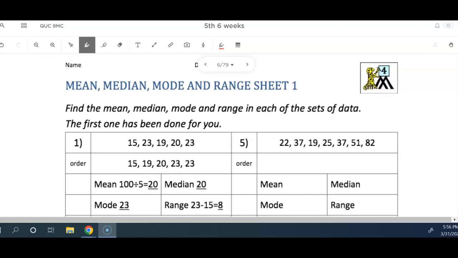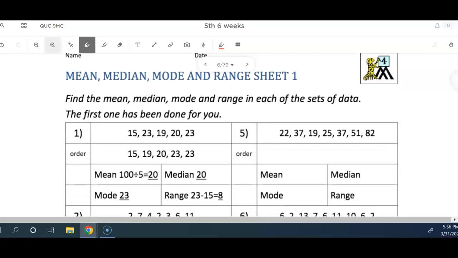Hey, today we're going to go over the assignment that was due on Friday, March 31st. If you were absent or at Camp Goddard, you weren't here for this, so you need to be able to find the mean, median, range, and mode of a set of numbers.